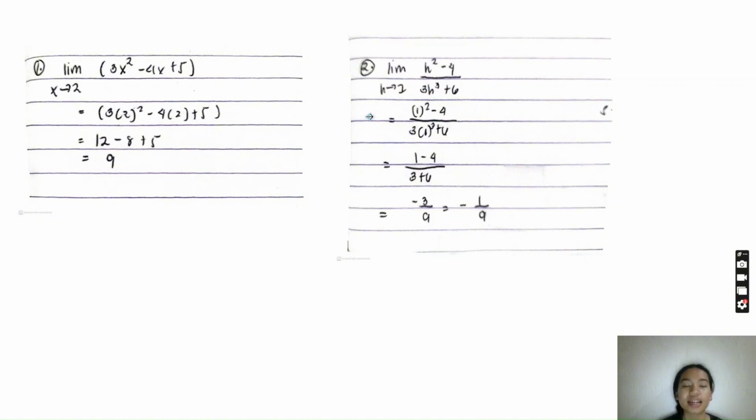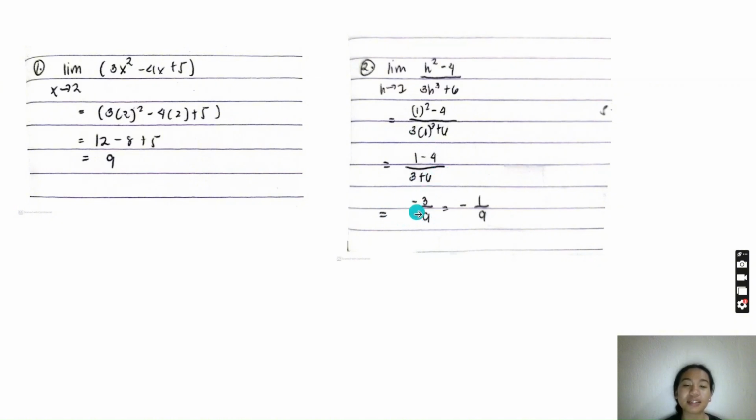Now we are here in our number 2, which gives us the limit of h squared minus 4 all over 3h to the third plus 6 as h approaches 1. So we will just do what we did from the very first one, which is to substitute 1 for the h of the function. Now it becomes 1 squared minus 4 all over 3 times the quantity of 1 to the power of 3 plus 6. Applying operations, 1 squared is 1 minus 4 all over 1 to the power of 3 times 3, that is 3, and then plus 6.